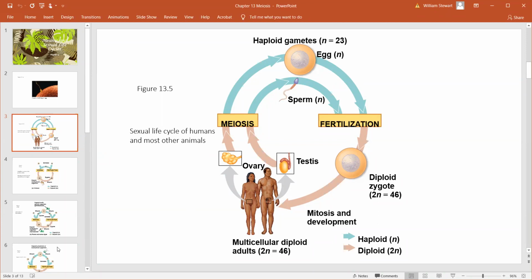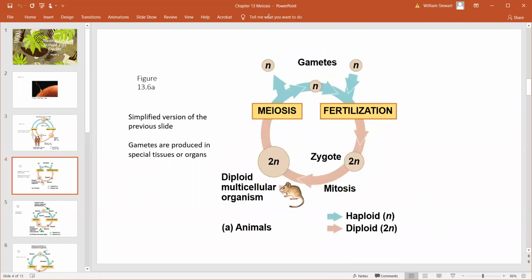Okay. So let's take a real quick look at some of these other sexual cycles. And remember, for these, I'm going to be focusing mostly on definitions. So this is sort of a simplified version. They put other animals here. We have a cute little mouse, right? Simplified version of the slide that I just showed you, right?